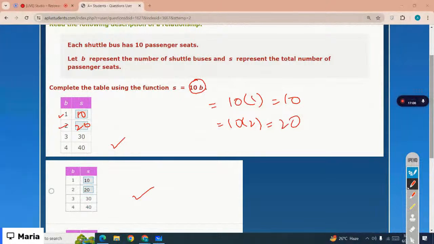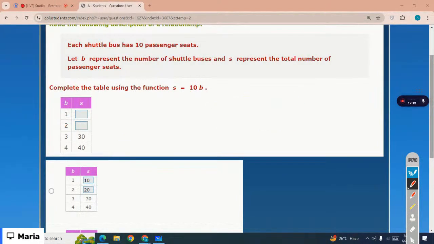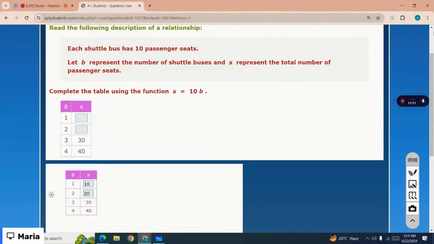Got it? Okay, so option number 1 is the correct option.